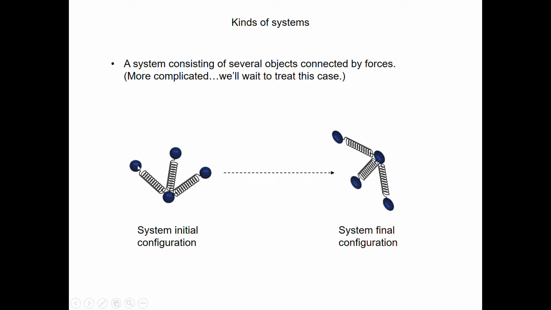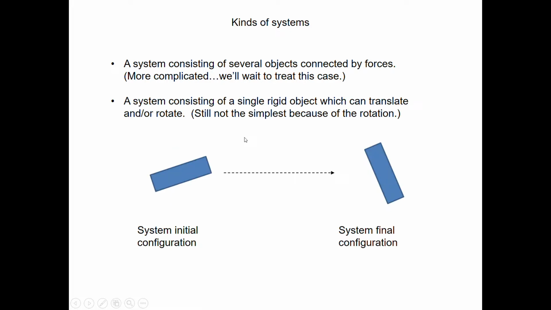I'm imagining four different masses. Some of them are connected by springs, and the springs are visual representations of forces. We're going to imagine that whole mess in some initial configuration and then later on in some final configuration. That's complicated, and so we're going to wait to treat that case. We will get to it later on in the chapter, but we're going to try to start simple. So let's go a little bit simpler.